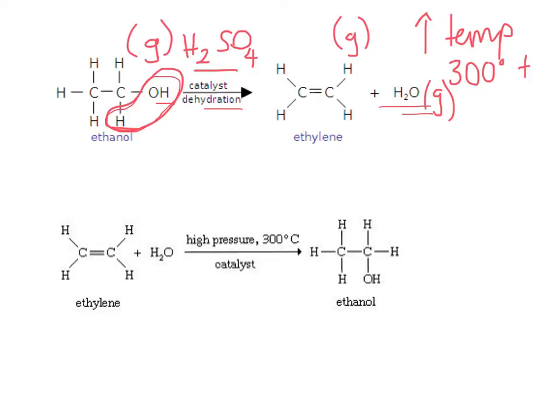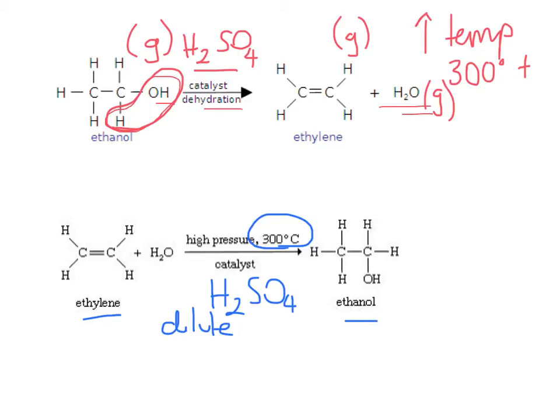When we go the other way and we go from ethylene to ethanol, it's the same conditions. We still need high pressure, we still need the 300 degrees Celsius, so we still need the high temperature to sort of activate this reaction. The catalyst in this case is still our sulfuric acid, but it's going to be dilute.